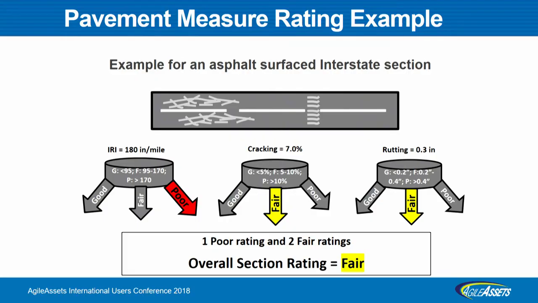Just a quick, very obvious example here. If we have three parameters, IRI was poor, it is 180, more than 170. Cracking is 7%, rutting is 0.3, both are fair. So overall rating for this piece of road will be fair.